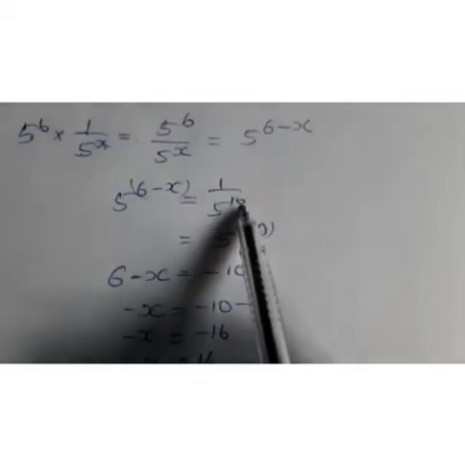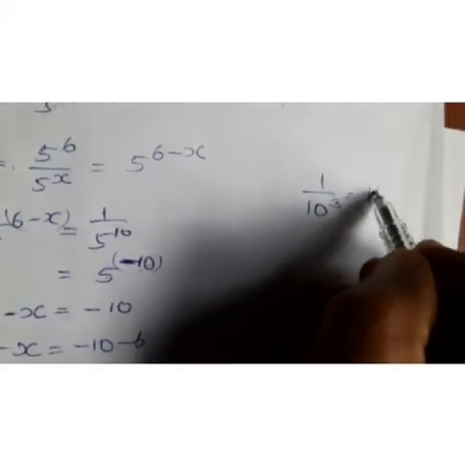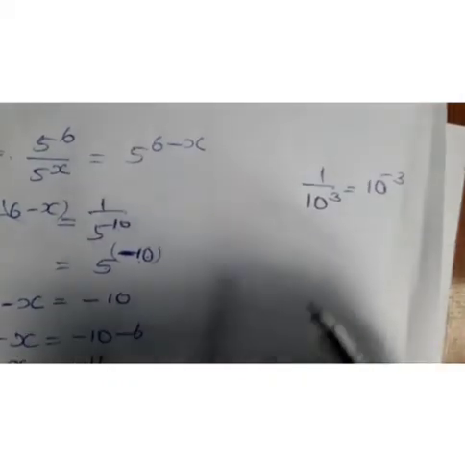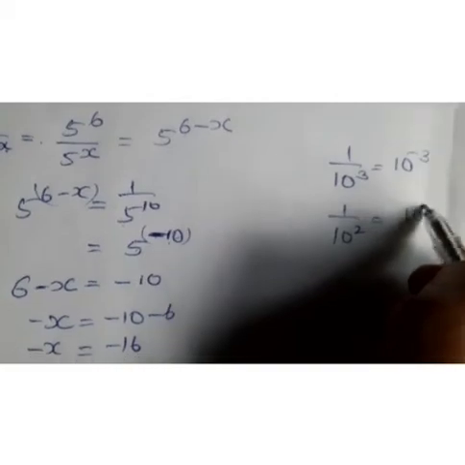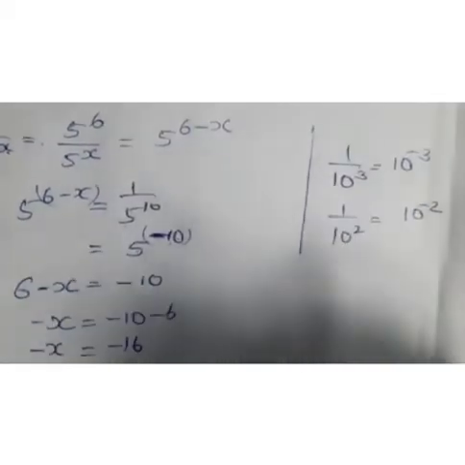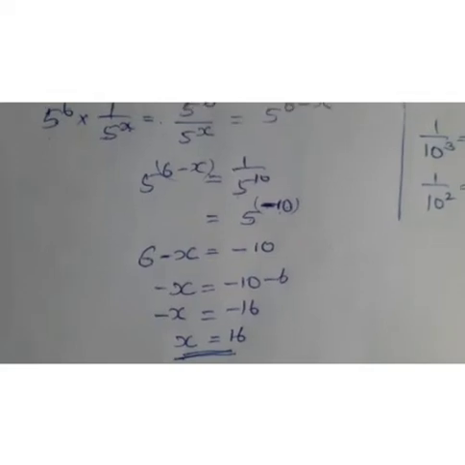Remember this one: 1 by 5 raised to 10 is 5 raised to minus 10. 1 by 10 raised to 3 is equal to 10 raised to minus 3. 1 by 10 square is equal to 10 raised to minus 2. Like this we can write down. So the value of x is got as 16.